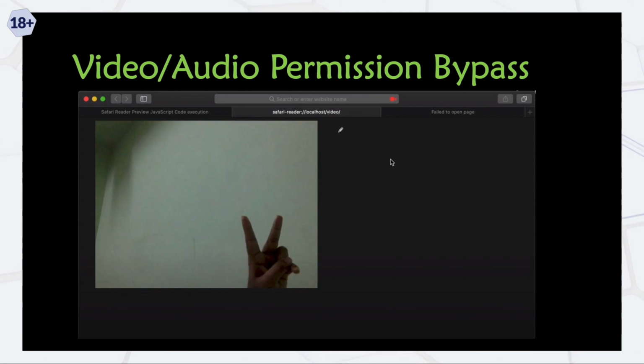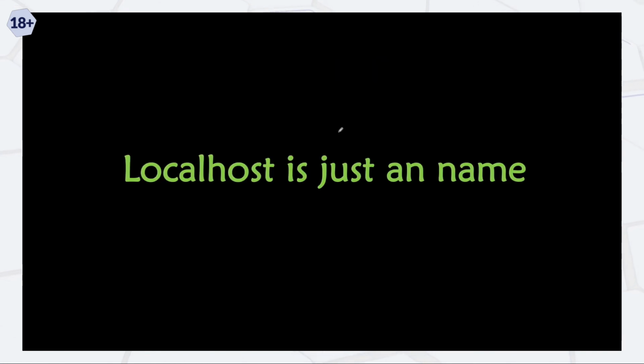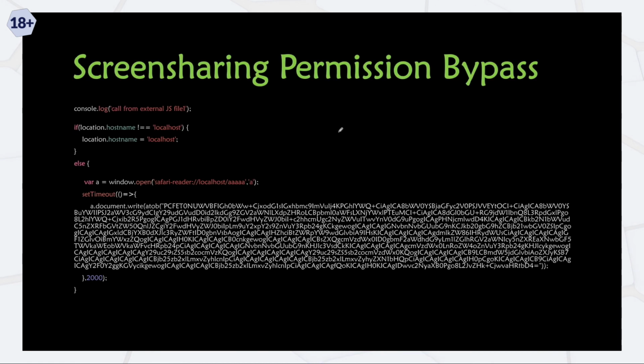And you can also use different sorts of blob URIs to prompt the user with different or weird origins. Now, as I already discussed, localhost is just a name. It does not require anything, or even require localhost to be running in the victim's browser. It is just a name, and that's it. And similarly, we can have the screen sharing permission bypass as well. Again, we have to set the location.hostname to localhost and then open any address which belongs to localhost, and then we can request the screen share permission as well.